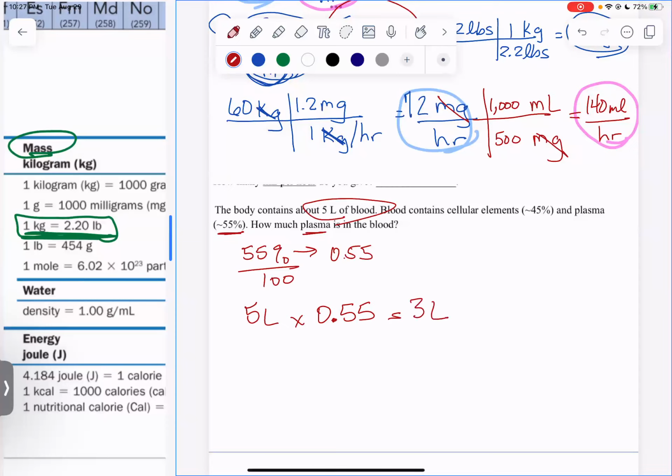Here I'm not trying to change units. This was a different kind of problem. And you really only had 1 sig fig, so your answer should only be 1 sig fig. Okay, I hope that helps.